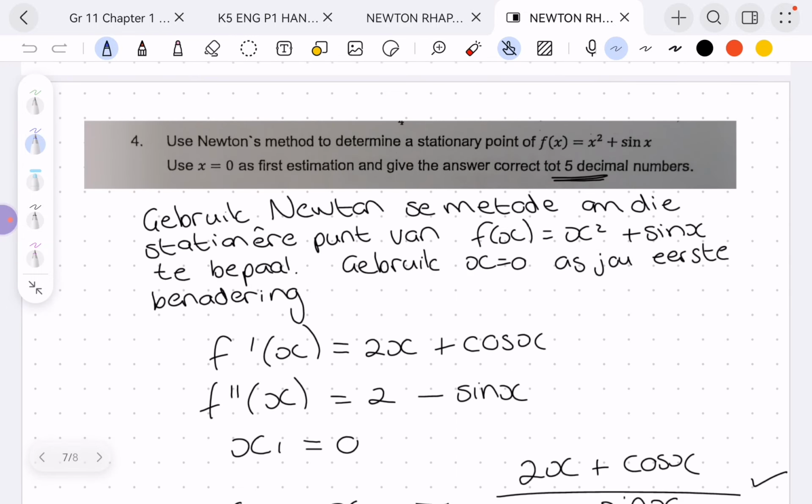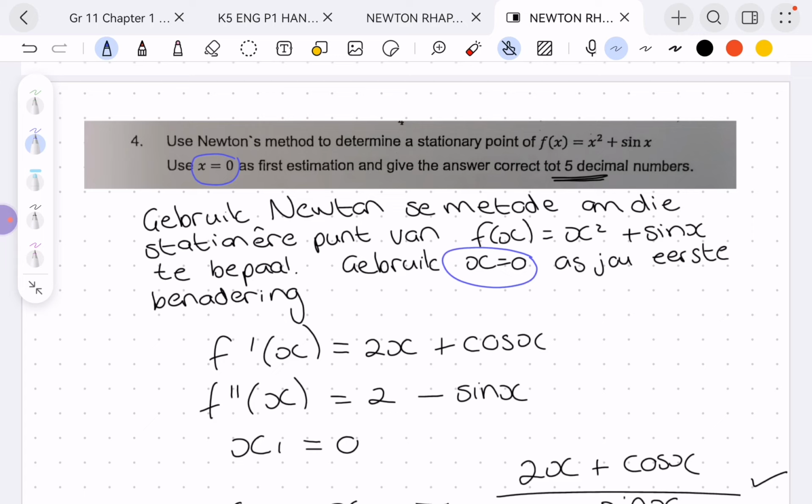Here they told us to use x equals 0 as our first estimation. A question they could ask is to show that x equals 0 is indeed a good estimation. I can ask you whether x equals 0 is a good estimation. Is that even a good estimation?